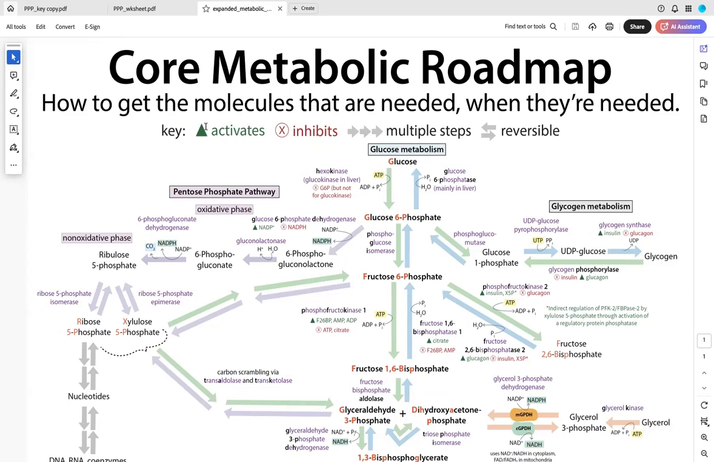In my charts, I have green arrows indicating that something is going to be activating, and then a red X is something that inhibits. So, for example, glucose 6 phosphate dehydrogenase is going to be activated by NAD plus, and it's going to be inhibited by NADH. I bring up this example because it's a really great example of how we can use the information both about the regulation and about what we're generating to think through when a molecule might want to go a different way.